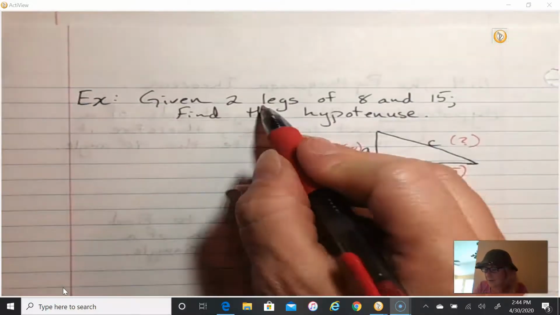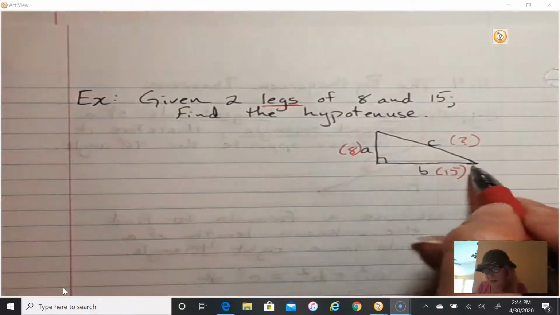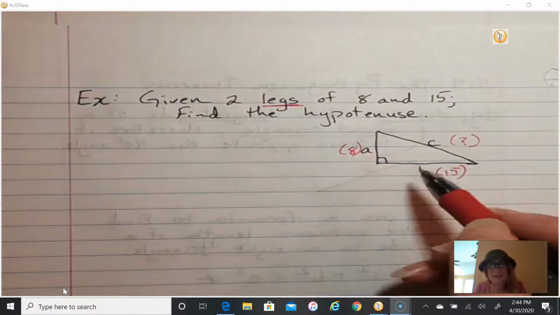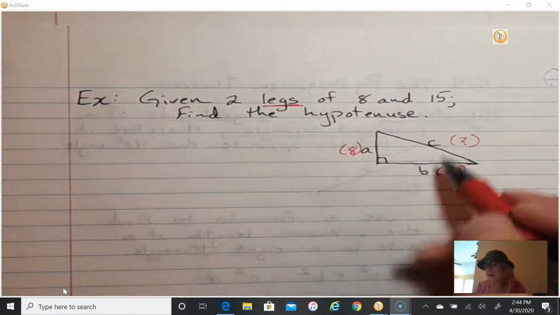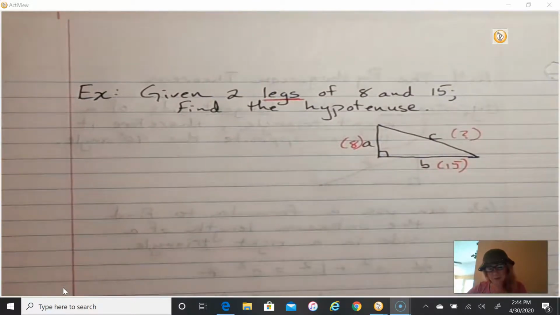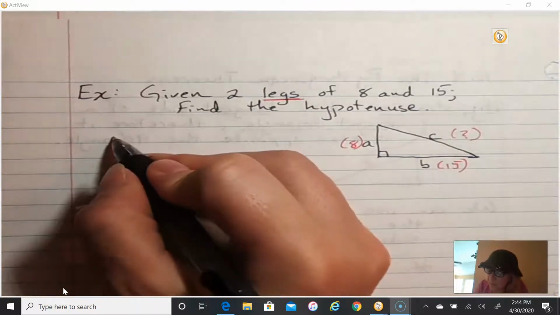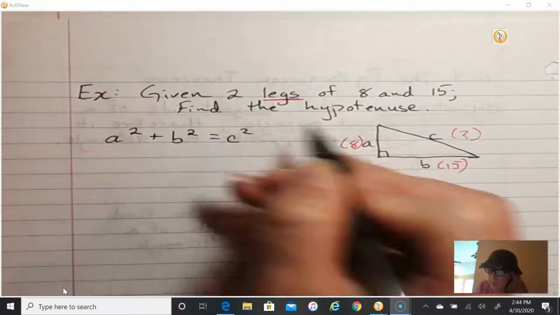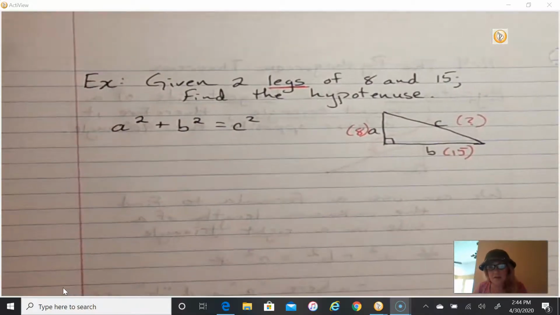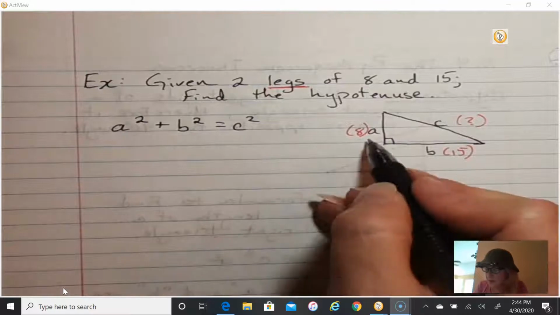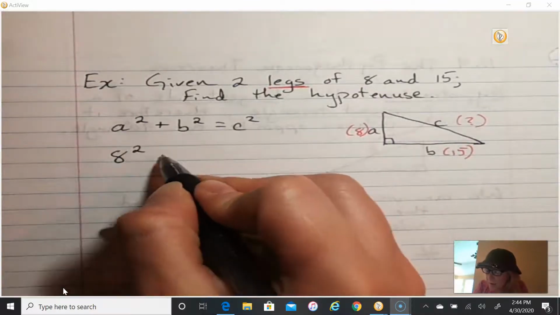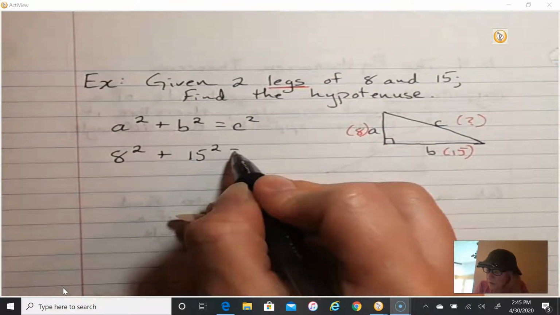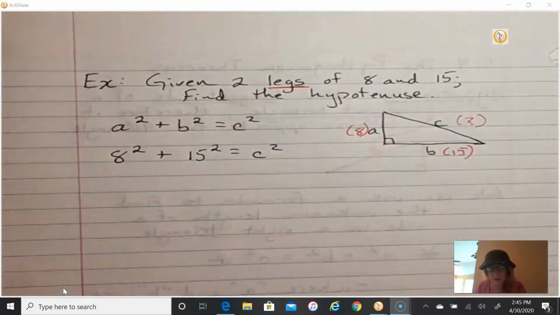But they said given two legs, and these are the only legs, 8, it's small, so it's going to be the smallest leg. But again, it doesn't matter. And 15, find the hypotenuse. So the formula is a squared plus b squared equals c squared. Substitute: a is 8, so 8 squared plus b squared, which is 15 squared, equals c squared.